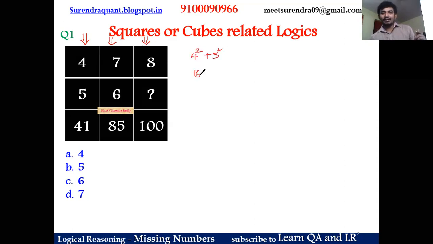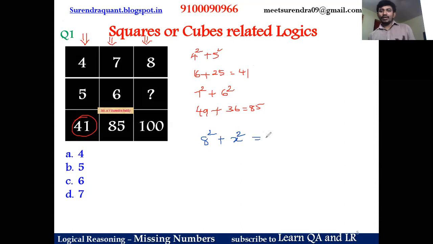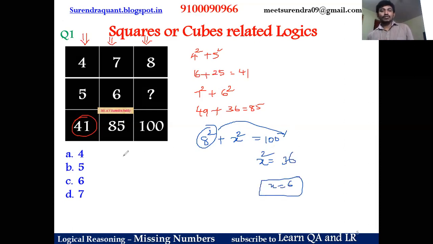So 4 square is 16, 5 square is 25, the sum is 41. Okay, happy. So 7 square is 49, 6 square is 36. So 49 plus 36 is 85. Now 8 square plus what number will give you 100, right? So 8 square plus what number square? Some x number square is 100. So friends, this is 64. If 64 comes to the other side, 100 minus 64 is 36. X square is 36. X is square root of 36, which is 6. So instantly you can say the answer, right?